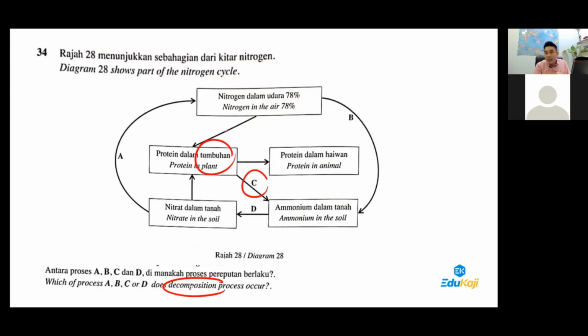Why? Because the plant. Guys, what is decomposed? Can be animal or the plant. But here they never show the arrow. Why? Because only one answer. Okay, so decomposition, broken down. 34 C.